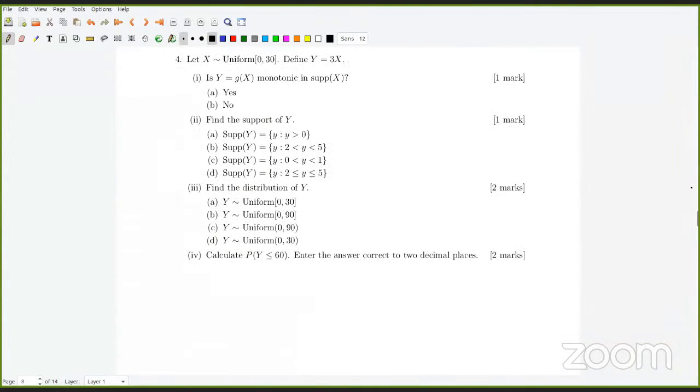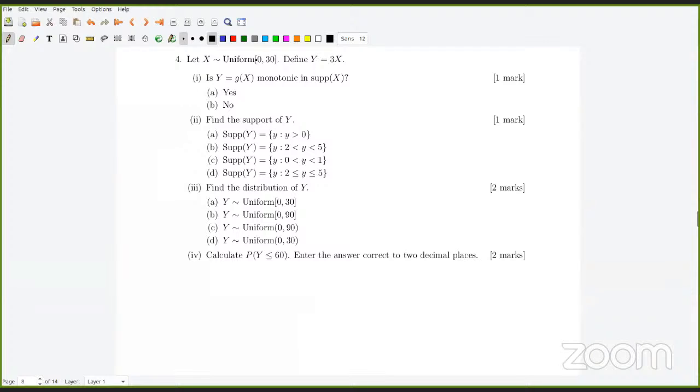So let's come to this question. There is a random variable x that follows uniform 0 to 30. By looking at this, tell me whether this is continuous or discrete. Continuous, sir. That square bracket is there.